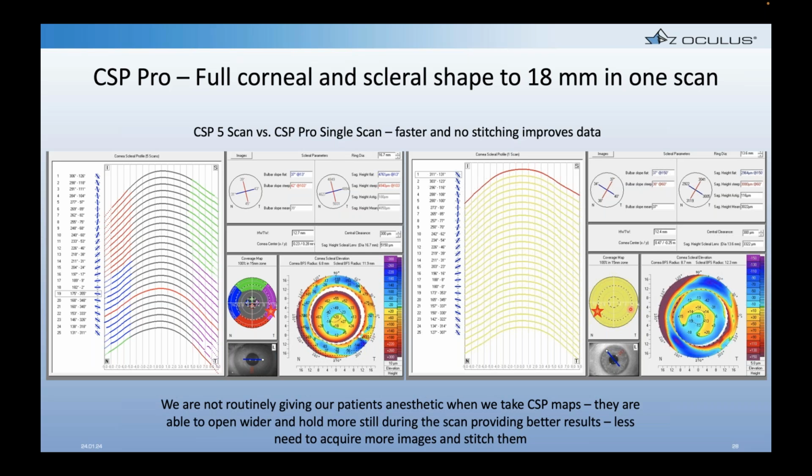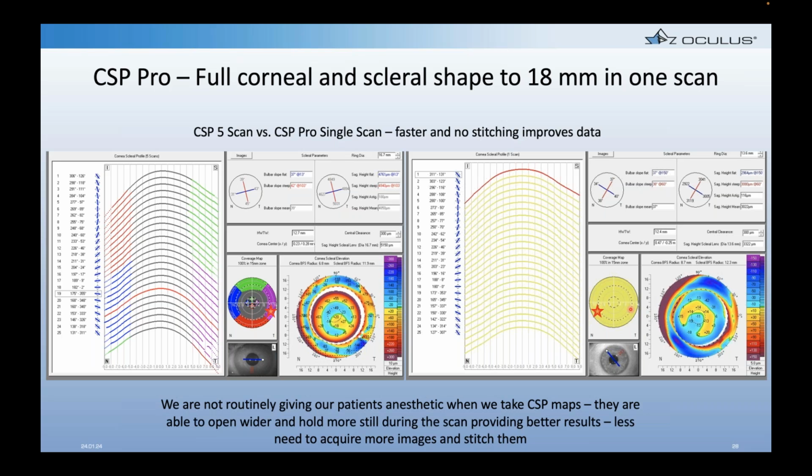So I truly believe that the CSP Pro is a noticeable improvement in accuracy over other types of corneal or scleral topography, mainly again because it's able to do it in a single scan and it is tear layer independent. So again, you don't need to have any dye, you don't need any reflections. This is all done without reflections, so a more accurate test.